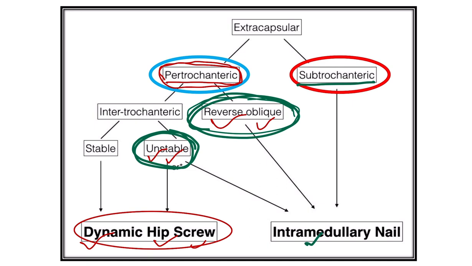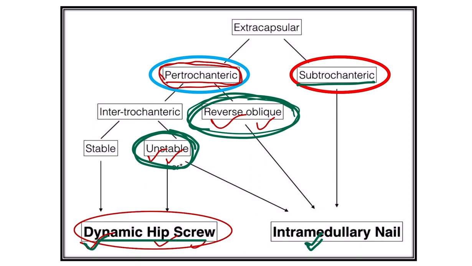So in case of peritrochanteric, we should keep in mind it is the dynamic hip screw, and in case of subtrochanteric, it is the intramedullary nail. And in peritrochanteric, some of the fractures may be treated with the intramedullary nail, but most of them are by the dynamic hip screw. And the another one is the neck fracture of the femur.